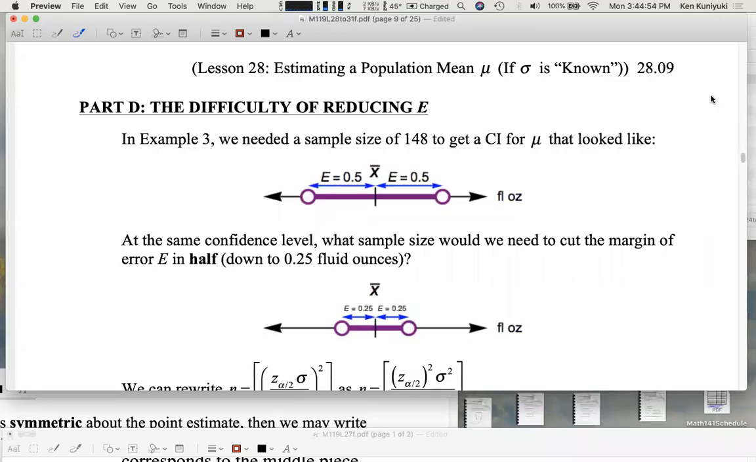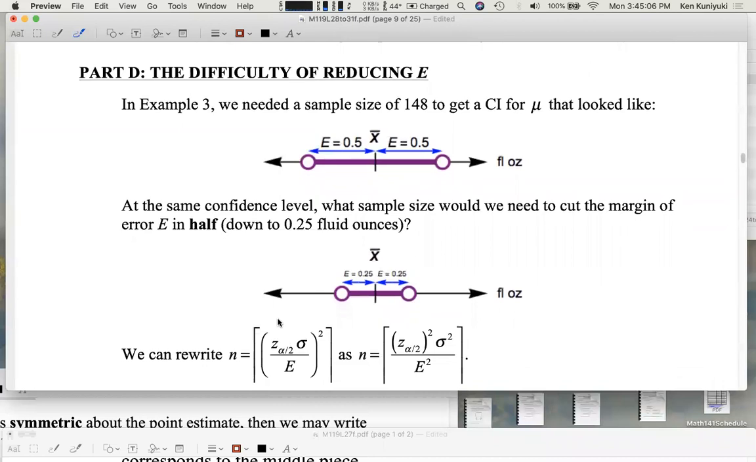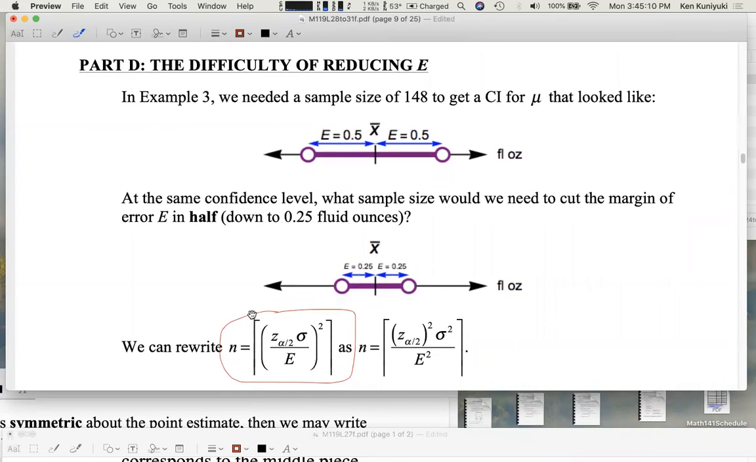Hi everyone. We're going to talk about how difficult it is to reduce E, the margin of error. Now don't say it's because stats class is hard. It's not. And it really comes down to this formula here. This is our formula for the required sample size if you want a certain margin of error E, given a confidence level, like 95%, or in this case, 99%.